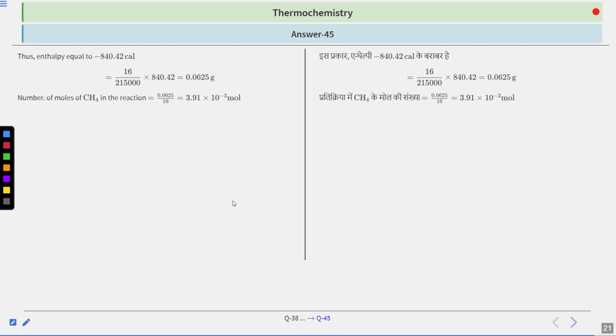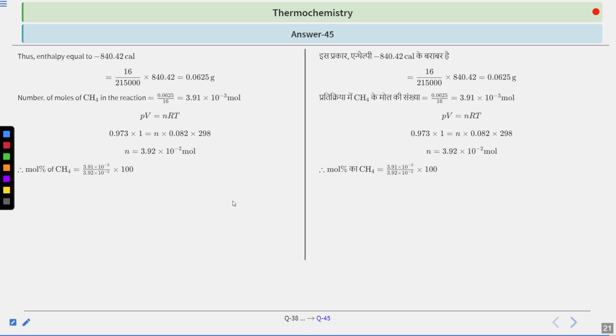Now, the number of moles of CH4: if this much energy is released and the molar mass is 16, dividing by 16 gives 3.91 into 10 to the power minus 3 mole. Moving further, we know that PV equals nRT. Putting the values in, n equals 3.92 into 10 to the power minus 3 mole. Now for the mole percentage, it will be 3.91 by 3.92 into 100, which equals 9.97, approximately 10%, the correct answer. With this we have completed this question. Thank you.